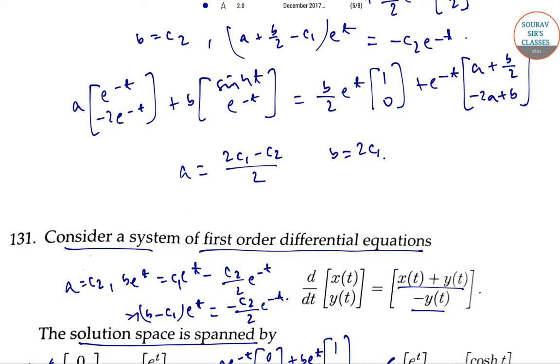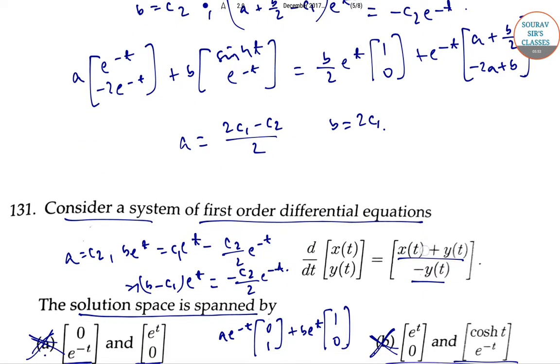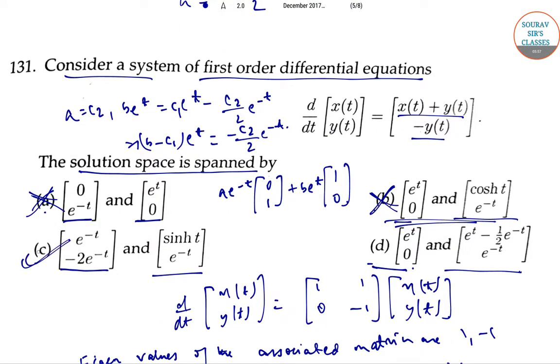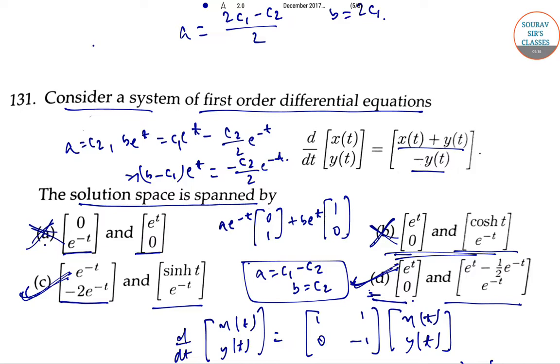Now since we are able to find the relation between a, b and c1, c2, this result holds. And for option D, in this case, we get a is equal to c1 minus c2 and b is equal to c2, and this also holds. Therefore, options C and D give us the correct answers.